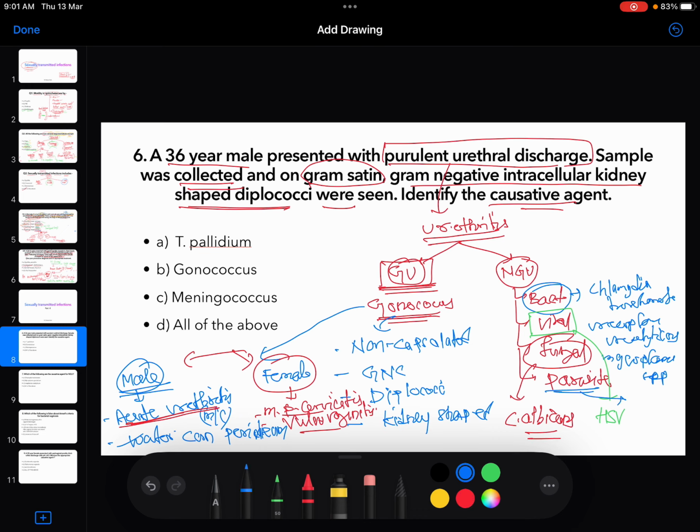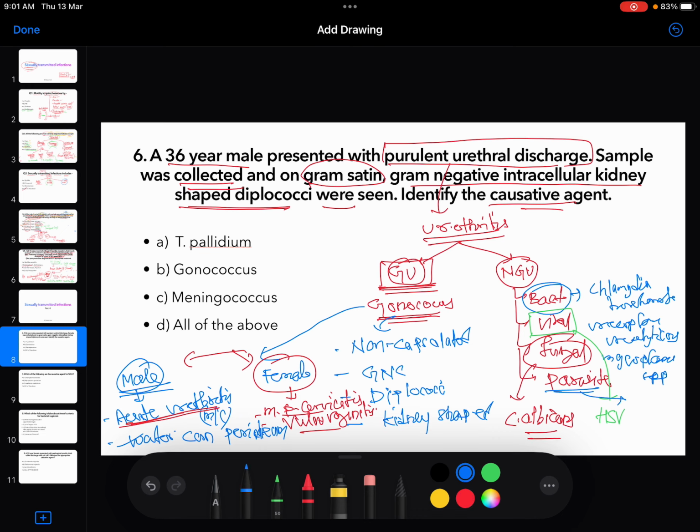Among bacteria, there are Chlamydia trachomatis, Mycoplasma species, and Ureaplasma urealyticum. In fungal, it is Candida albicans. In viral, it is the herpes simplex virus. In parasitic, it is Trichomonas vaginalis. Here the answer is all of the above. In Chlamydia trachomatis, let's discuss further.